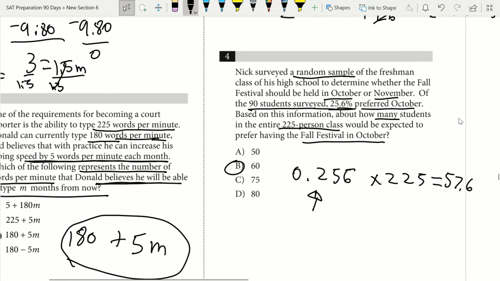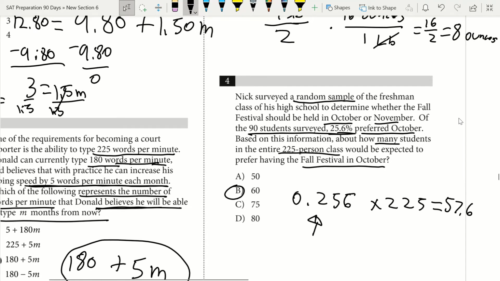So as far as tips for that one, once again, just making sure that we're underlining the key information. So that random sample could have been important. Making sure we're underlining the dates, right? Units of time, November and October. We have 25.6% preferred October, 90 students surveyed, an entire 225-person class, and then paying attention to what we're asked to answer with, so that how many would be expected to prefer the fall festival in October. So with word problems, it's really making sure that you're just identifying the key information in that problem as you go through, so you don't have to read through it twice.